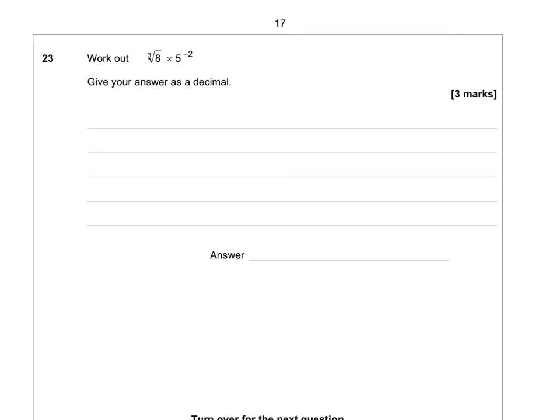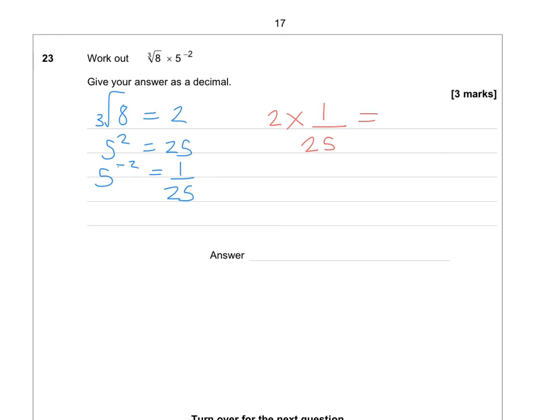Question 23. Work out the cube root of 8 multiplied by 5 to the power of -2. The cube root of 8 is simply equal to 2. 5 squared is equal to 25. 5 to the power of -2 is equal to 1 over 25, the negative power creating a reciprocal. So we need to take the product of 2 and 1 over 25, which gives us 2 over 25, which we have to write as a decimal.